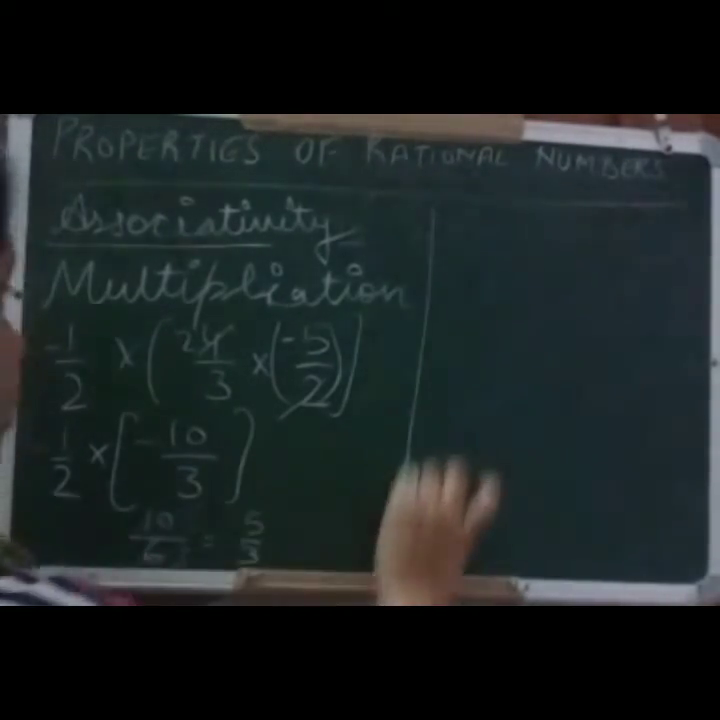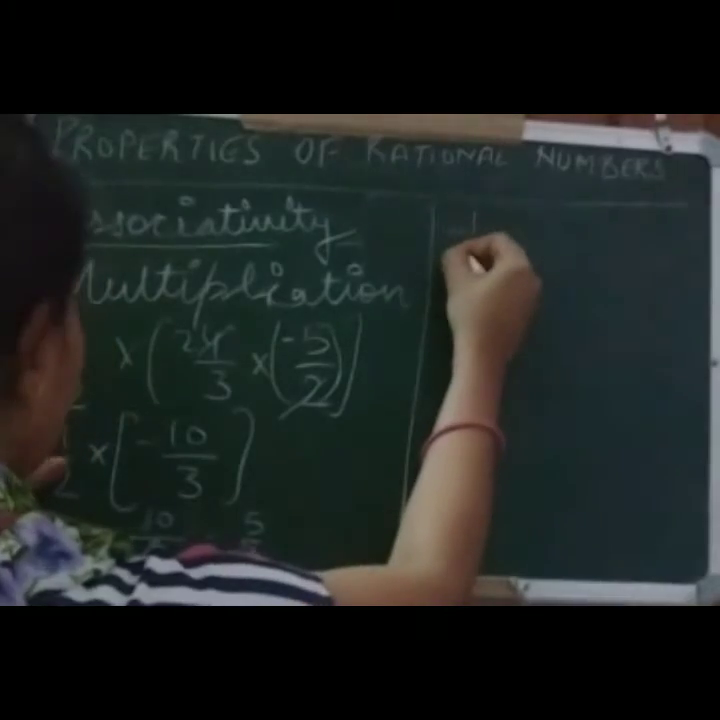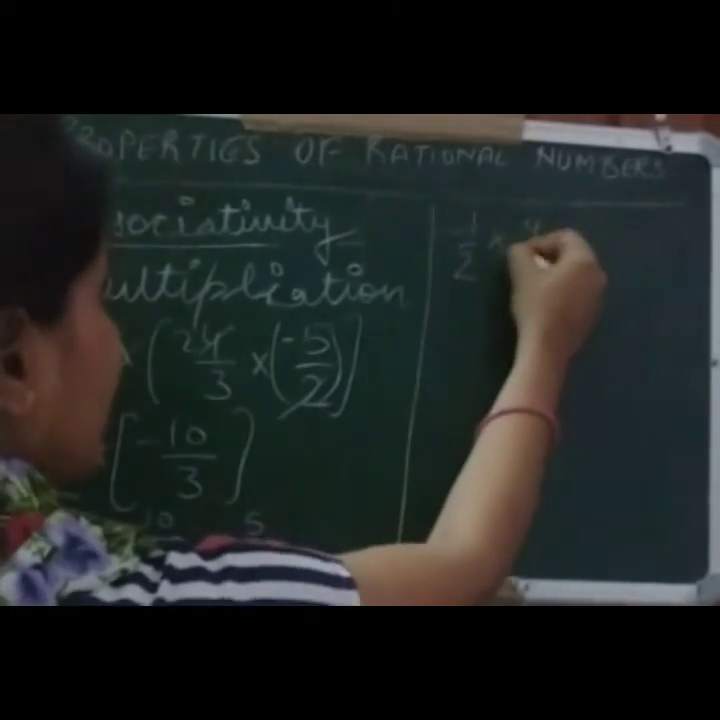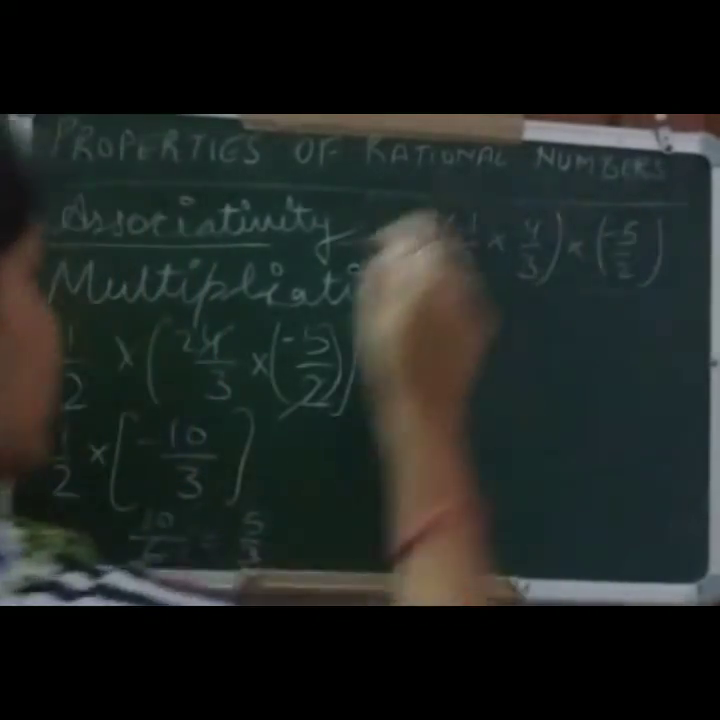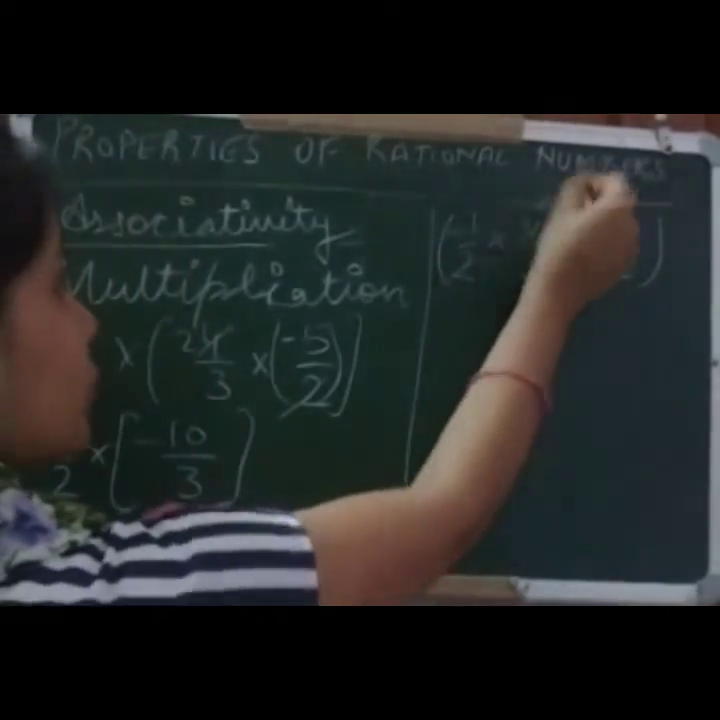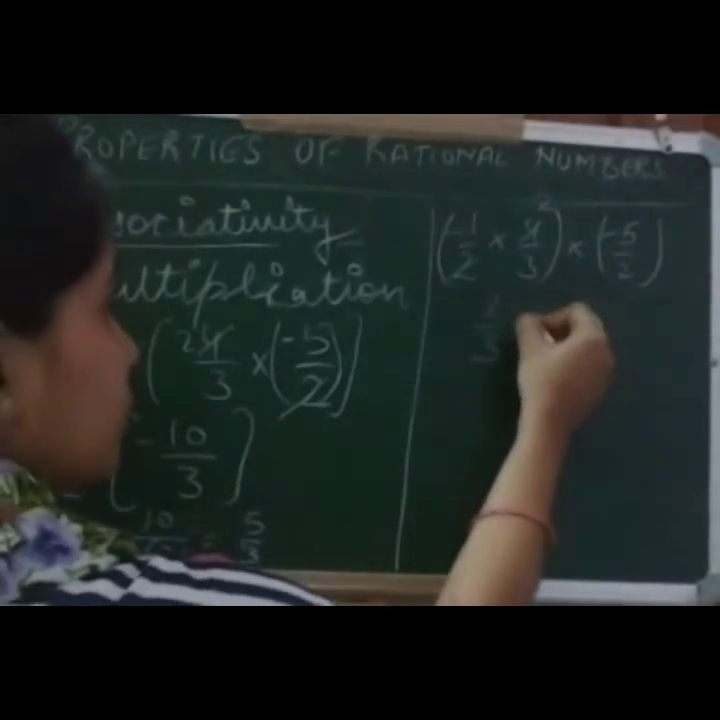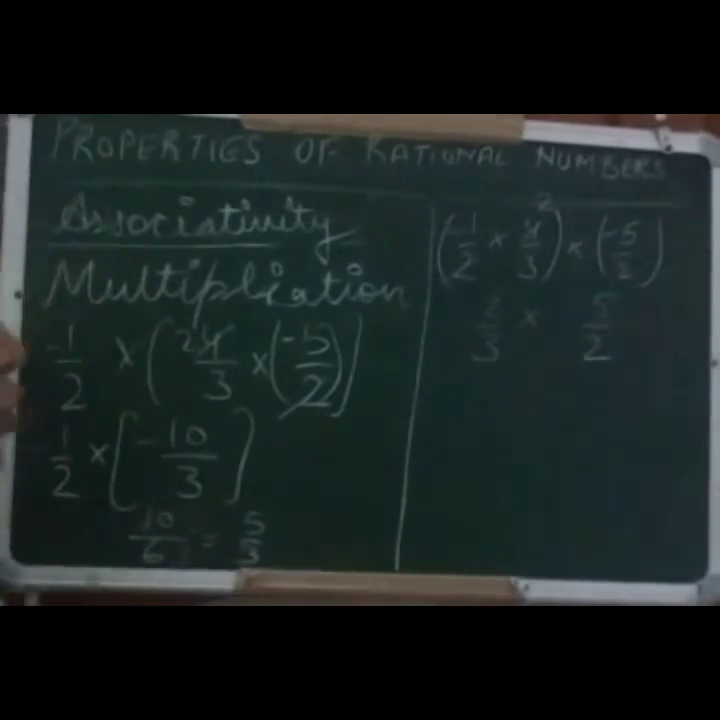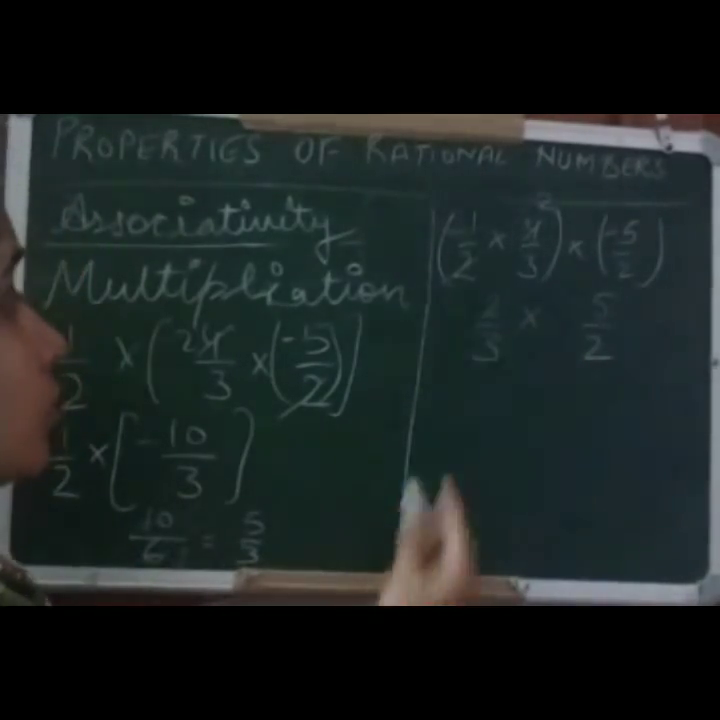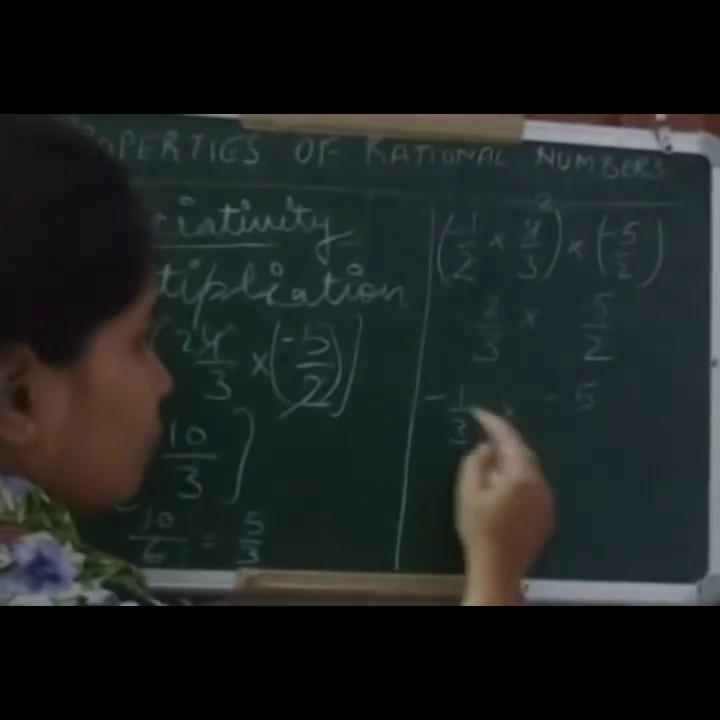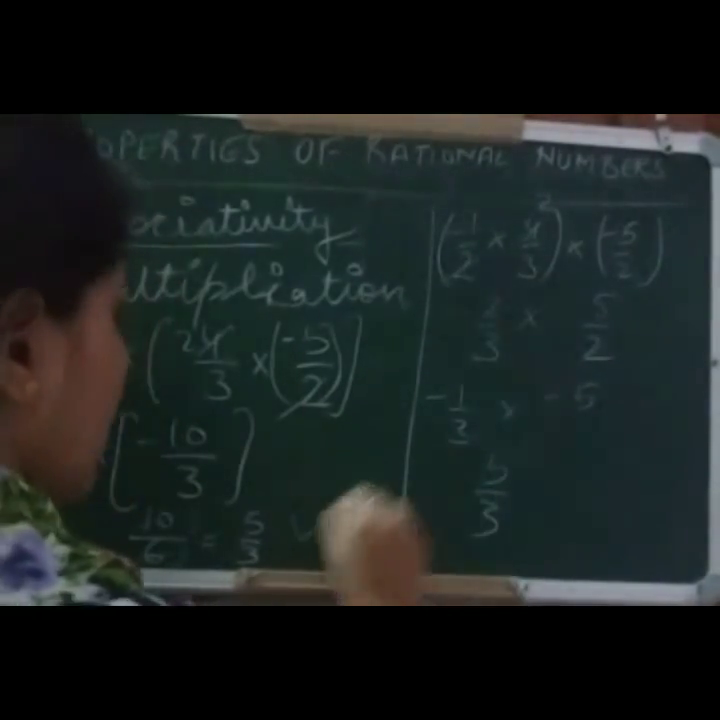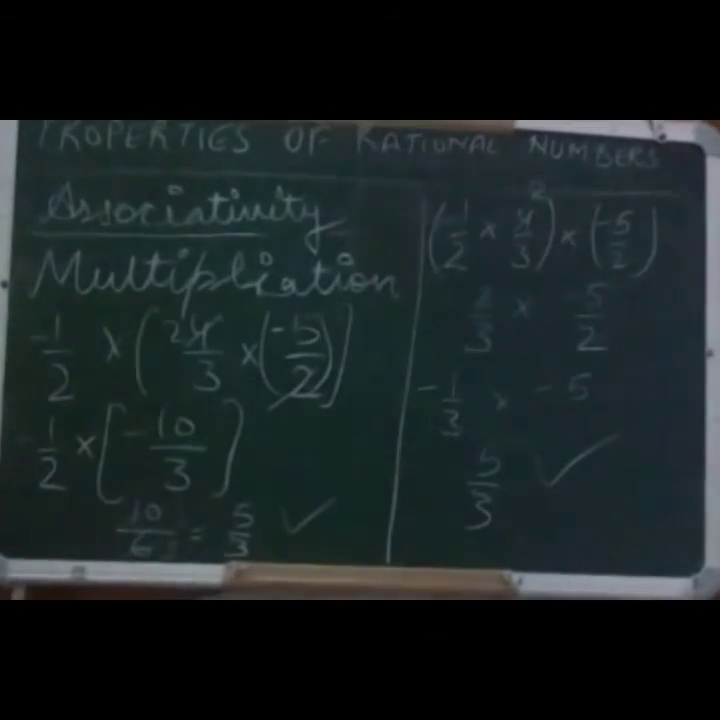Now we will arrange them like this. Into 4 by 3 into minus 5 by 2. Now check it. 2 2s are 4, so minus 2 by 3 into minus 5 by 2. Here we can reduce. So it is minus 1 by 3 into 5, so plus 5 by 3. The answers are the same. So now what we will say is that multiplication is associative for rational numbers.